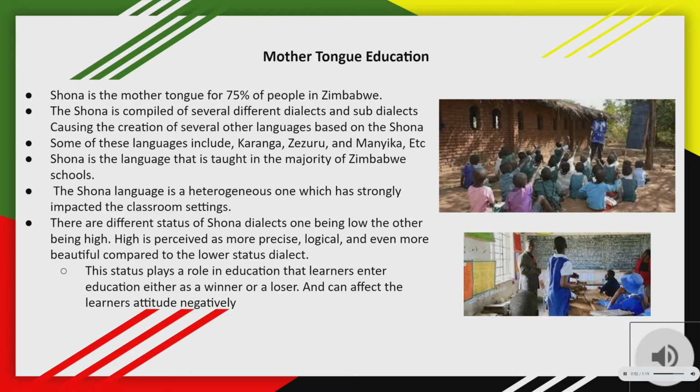Something interesting, there are different status of Shona dialects, one being low, the other being high. High is perceived as more precise, logical, and even more beautiful compared to the lower status dialect. This status plays a role in education in that learners enter education either as a winner or a loser, and it can affect the learner's attitude negatively.